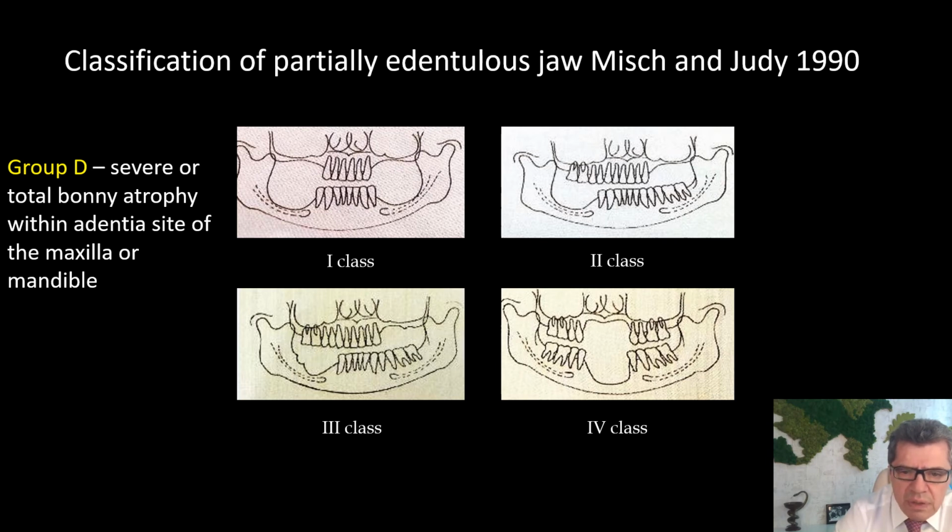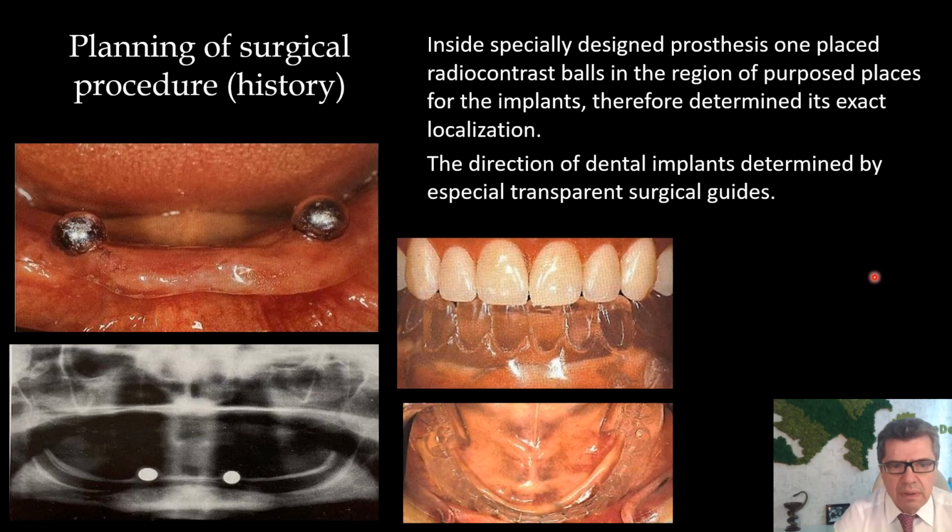For each of the classes and groups, it's necessary to find the appropriate surgical planning. Historically, in the planning of the surgical procedure, inside the specially designed prosthesis we placed radiocontrast balls in the region of the proposed places for implants, determining the exact localization. The direction of the dental implant is determined by special transparent surgical guides.